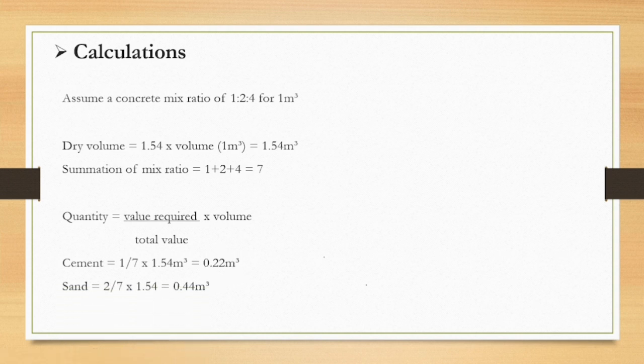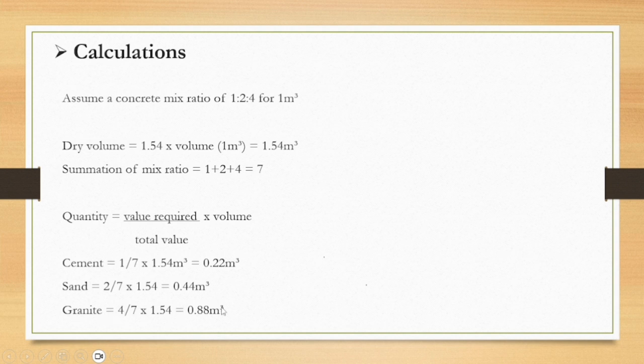If you do for sand, you're going to have 2/7. And instead of doing for sand, you can just take this value and multiply it by 2. And if you want to do for granite, you can just pick this value and multiply it by 4 here. Or you go through the normal process, you are going to have this value. So in case you want to do your job, this is the quantity you need. For this job here, you need 0.22 meter cube of cement, you need 0.44 meter cube of sand, and you need this granite.